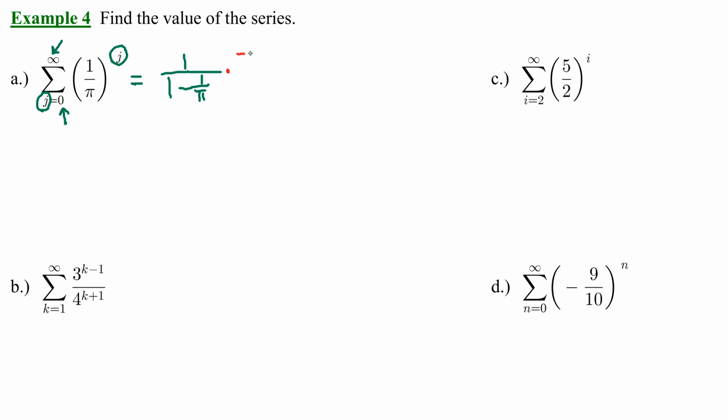So to simplify this, I'm going to go ahead and multiply the top and the bottom by pi, and we'll distribute in the denominator to obtain pi over pi minus 1. So the exact sum of our infinite geometric series is pi over pi minus 1.